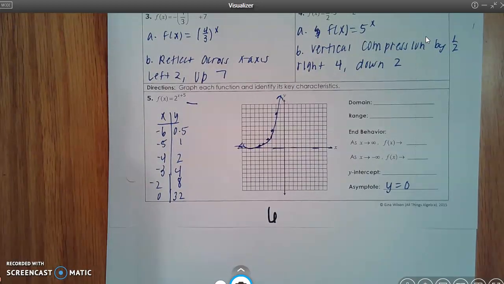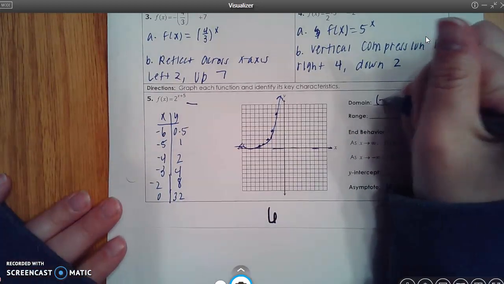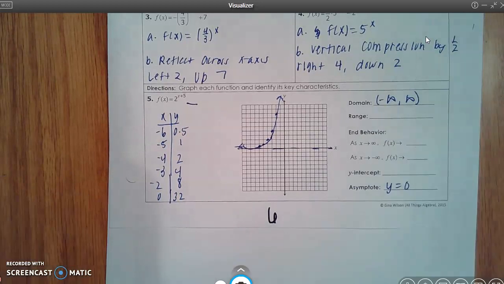So they look similar to the graphs from yesterday. The only difference is that I'm shifting it left, right, up, or down. Your domain on all of these will stay the same, from negative infinity to positive infinity. Your range is the one that I'll be changing today as we're shifting left, right, up, down.